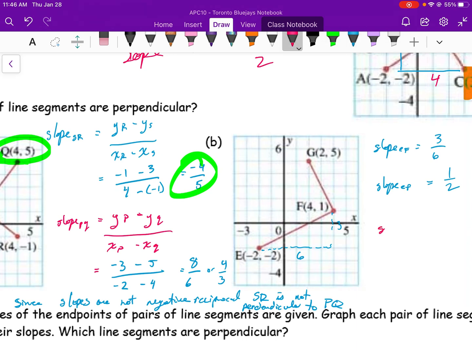Next, I'm going to look at the slope of GF. I'm going to make a triangle out of GF, and it doesn't matter where you make your triangle. I'm going to do it right here. Some people might see their triangle as, well, why not this? You could have done that as well. Either works. As I go from G to F, my change in y goes from 5 to 1, so that's -4. My change in x goes from 2 to 4, so that's 2. So the slope of GF is -2.